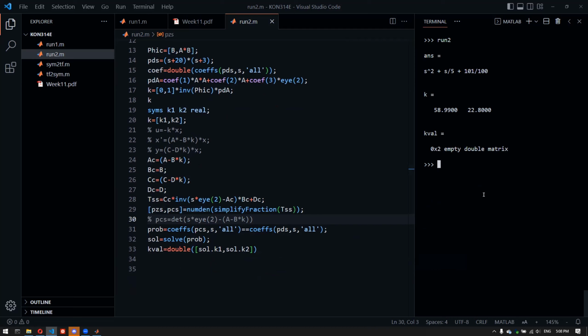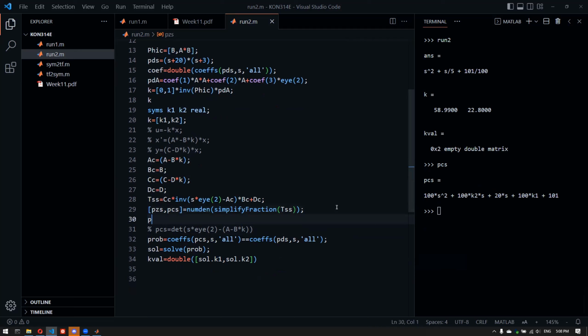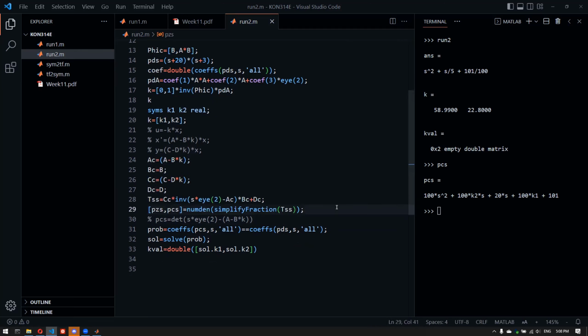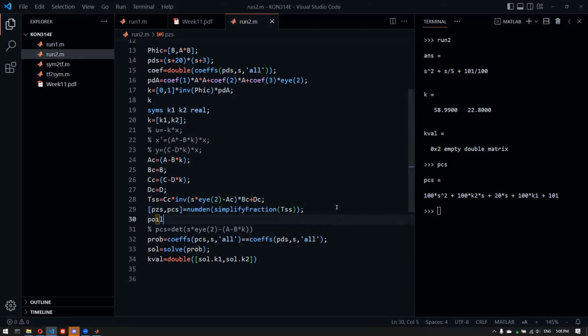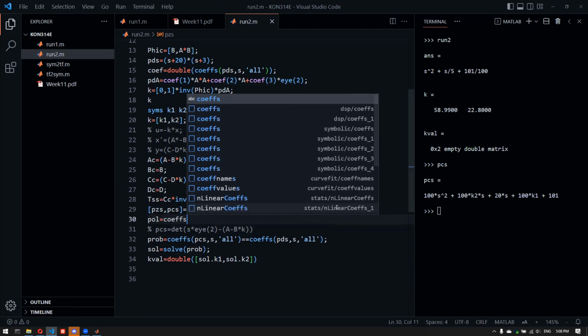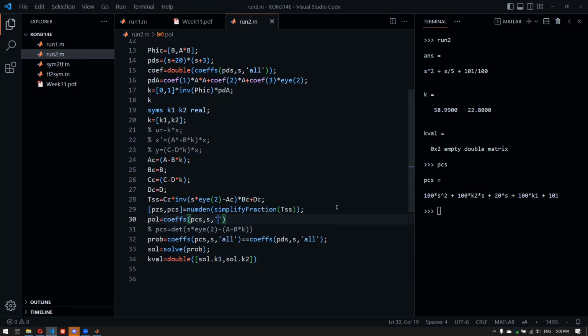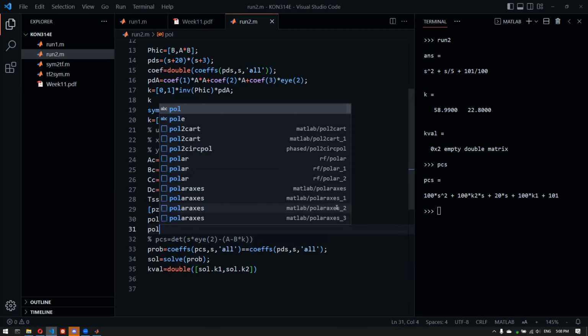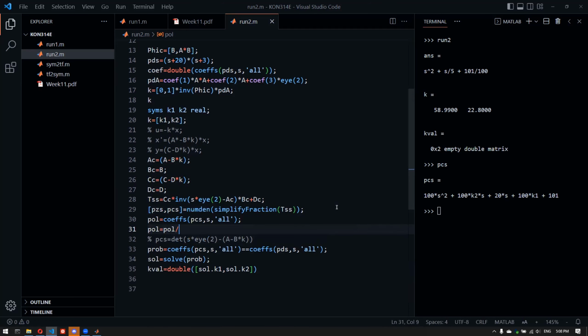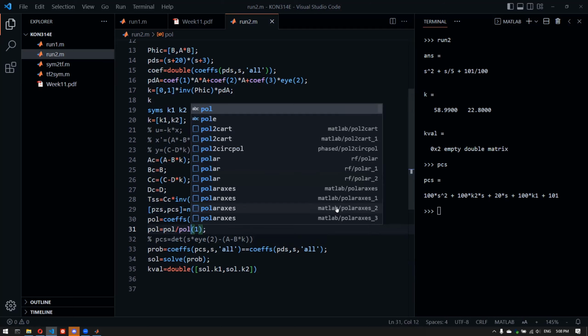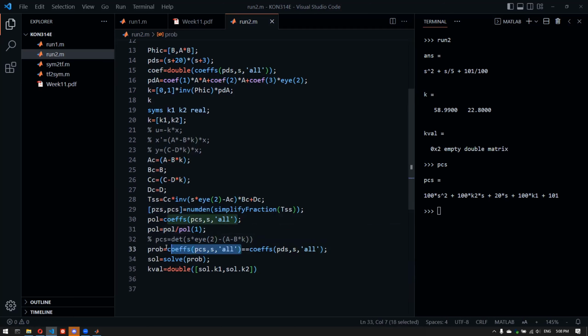So PCS, yeah. Then we have to basically use something like pol equals coefs of PCS as all, and then normalize pol with coef 1, or pol 1. Then use pol for the left hand side because we have 100 as the highest term here.